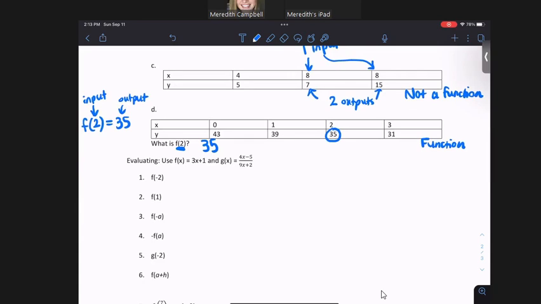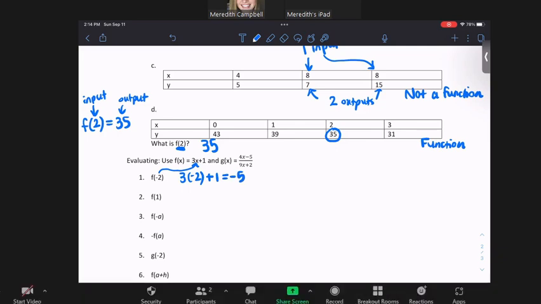Alright, when we're evaluating, there's a couple ways you can do it. You can plug in, so I'm going to show that way first. So I'm just going to plug in -2 in there. So 3 times -2 plus 1, that gives me -5.